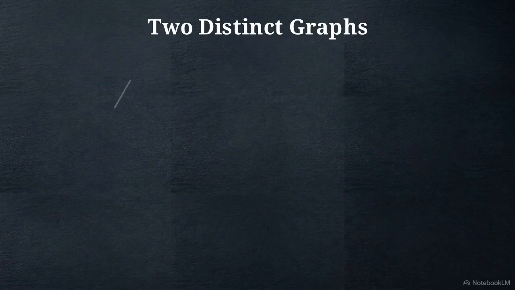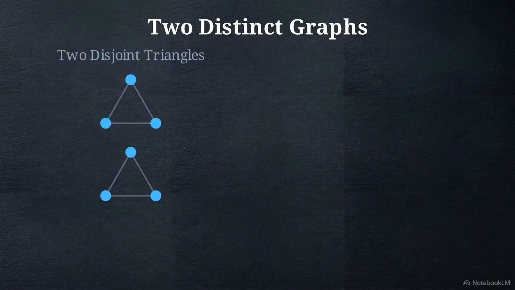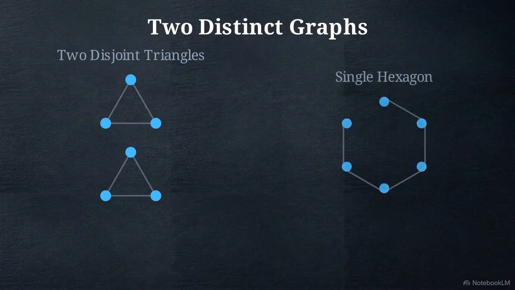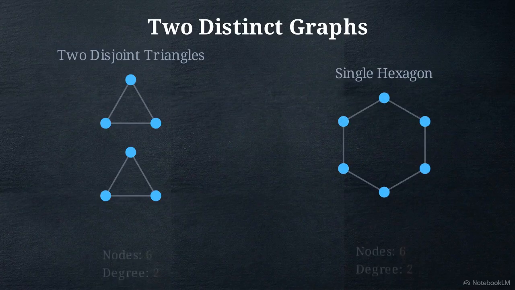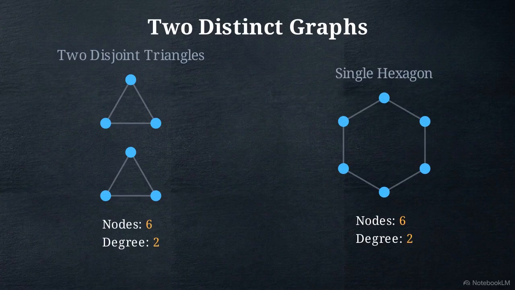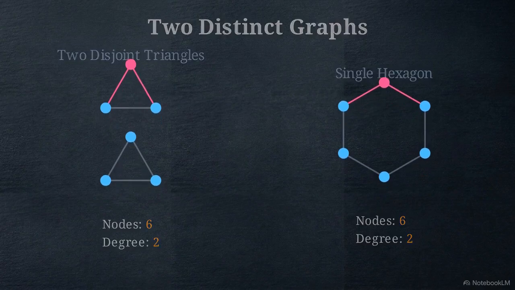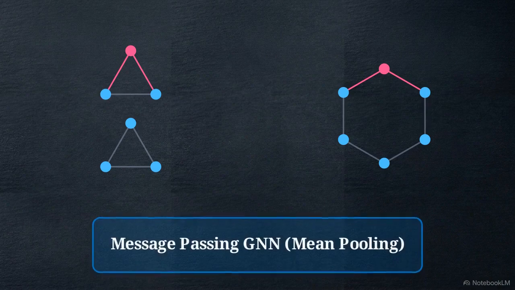On the left, we have two disjoint triangles. On the right, a single hexagon. They share the exact same number of nodes and the same degree per node, but their physical structures are entirely different. We feed both structures into a message-passing graph neural network using mean pooling.